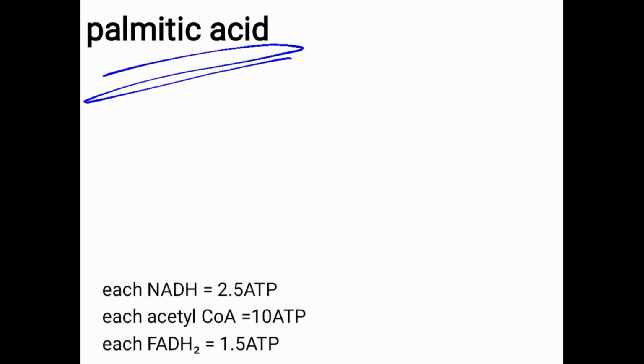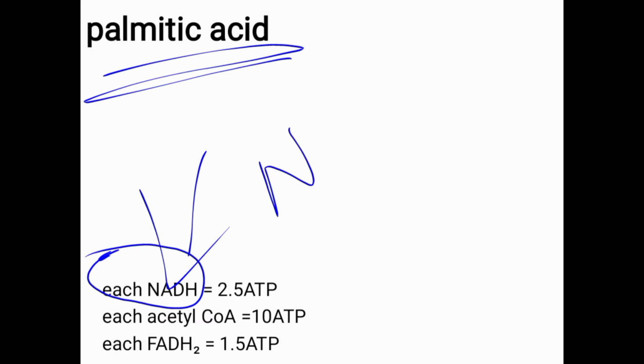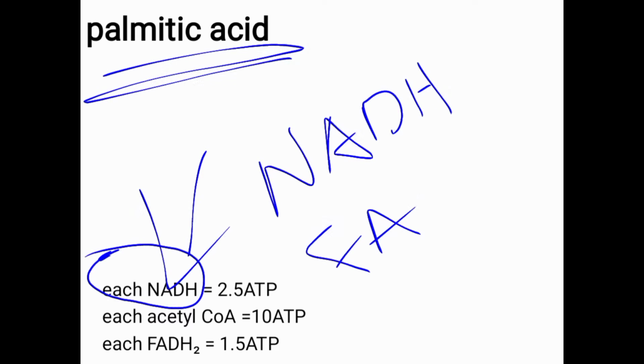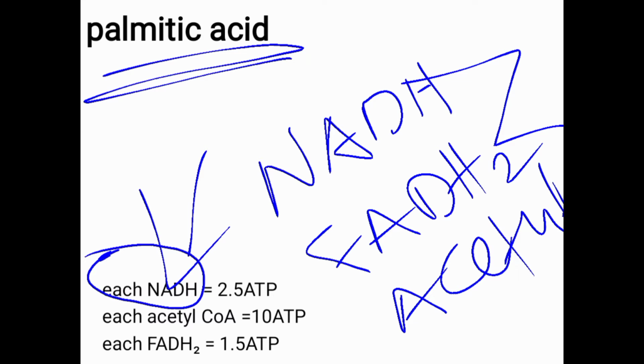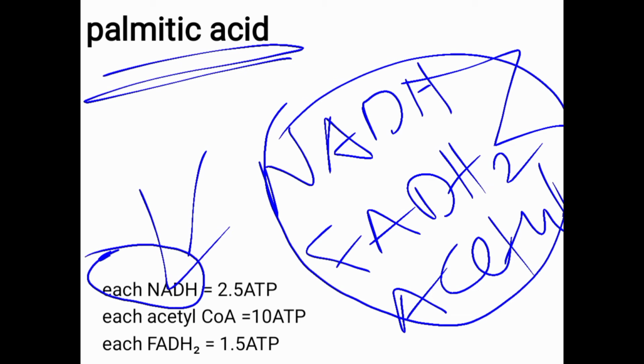So if you look down here, remember in the pathway we generated NADH and FADH2, and also generated acetyl CoA. But there was nothing like a direct ATP generated. These are indirect ATP generated. You understand? There was no direct ATP generated, unlike glycolysis.